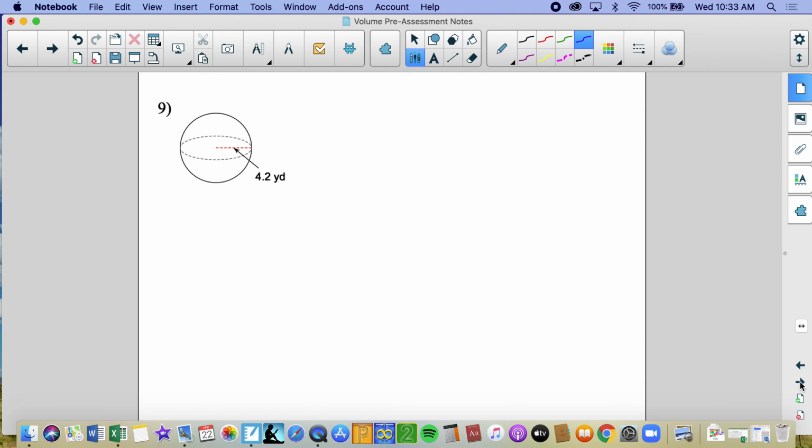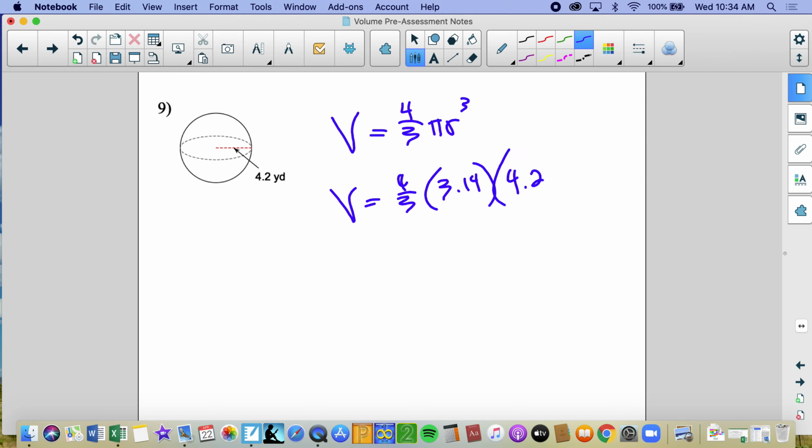And the last one is a sphere. Sphere has no bases, so my formula for volume is 4/3 pi r cubed. Oh yeah, cubed. I'm going to use 3.14 for pi. And then we've got this decimal. Whoa, I don't think we've done a decimal yet. Cubed. So we have 4/3 times 3.14 times 4.2 cubed.